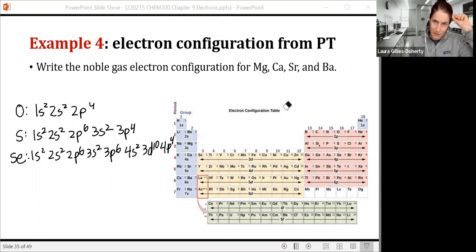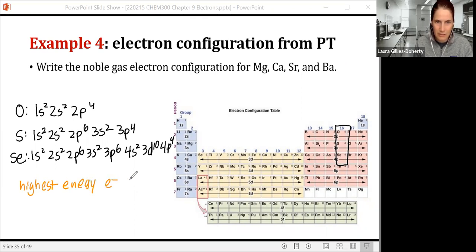So now if we look at the configurations for these 3 elements that are in the same column of the periodic table, if we look at their highest energy electrons, those are going to be the electrons that have the highest principal quantum number. So we look for the highest N. And here for oxygen, we have 2 is the highest N. So that means it has 6 valence.